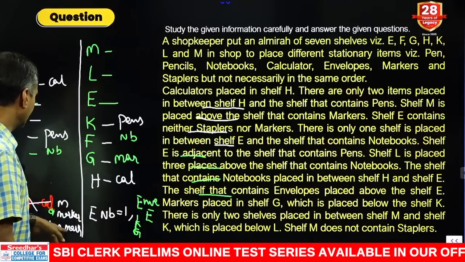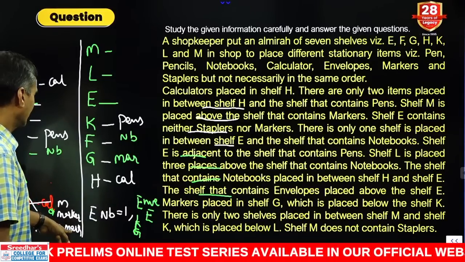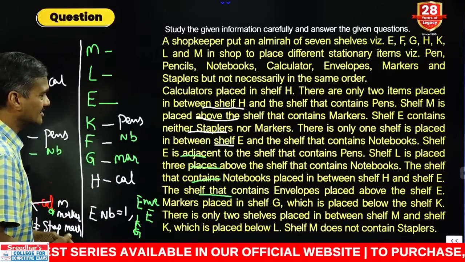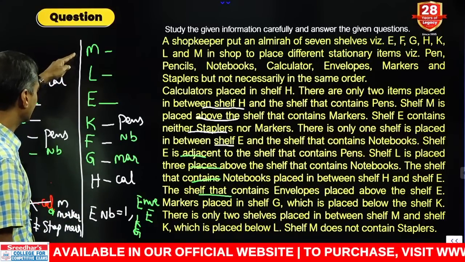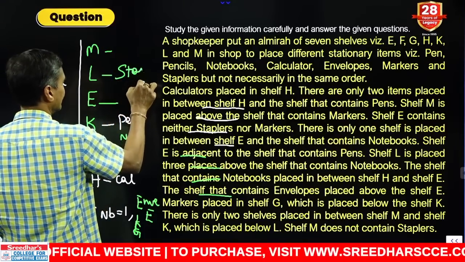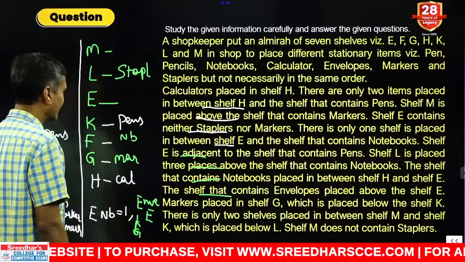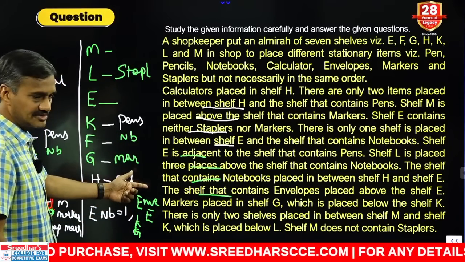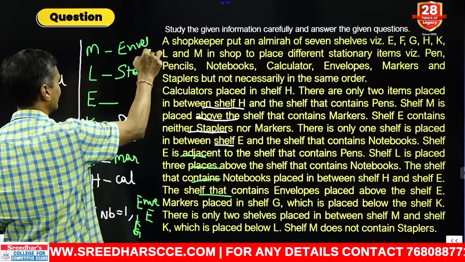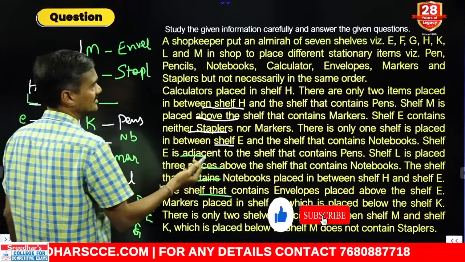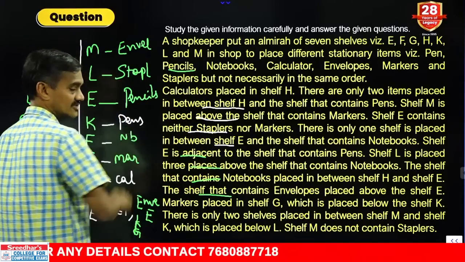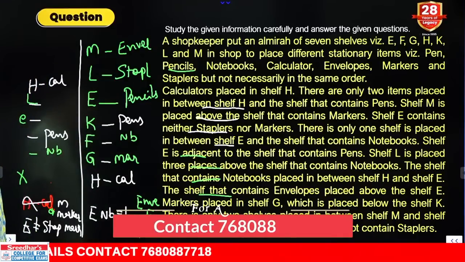Now we need to find out this one. E is neither stapler nor a marker, and envelope is above this E. And M does not contain staples, E does not contain staple. And which contains staples here? This L contains staples. And if L contains staples, now envelope is above this E, and envelope is here. Now if envelope is here, what is the only thing left over here? The only thing that is left over is pencils. Now E must be pencils. Now this is the final arrangement we have.